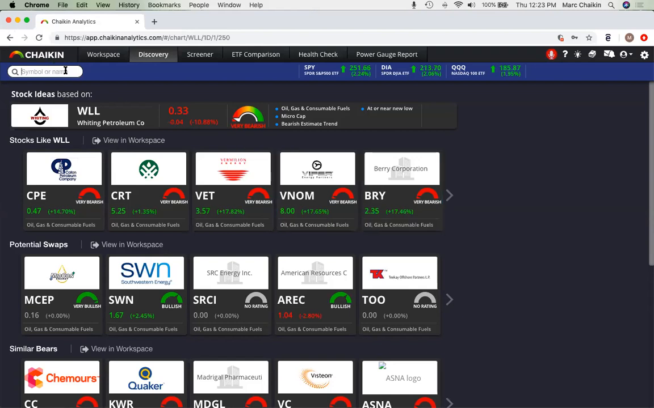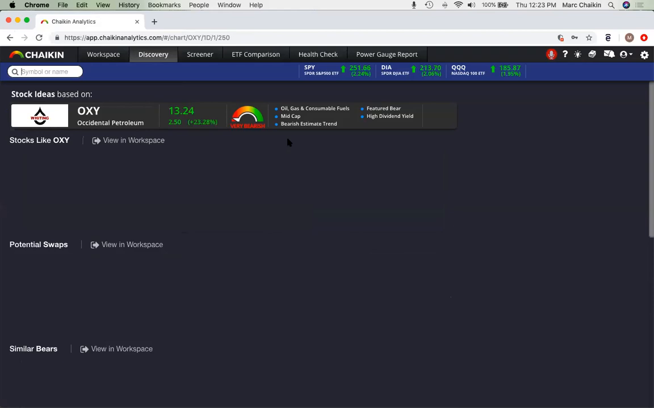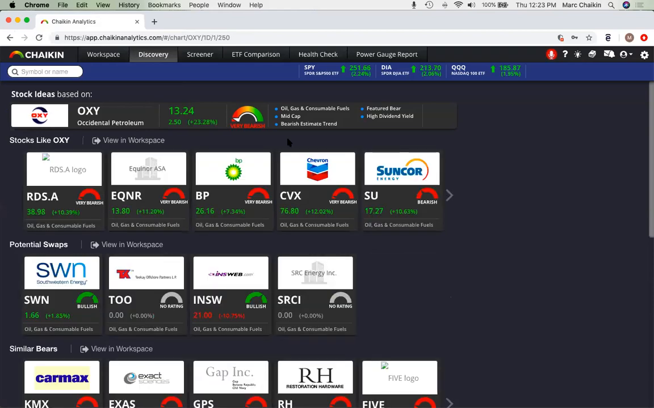Let's go to Oxy, where you'll see names that are more familiar. So if you're bearish on Occidental Petroleum, looking for other energy stocks that you might want to short on a rally, well, these are names that you know: Royal Dutch, British Petroleum, Chevron, all with very bearish or bearish power gauge ratings. That's the key.